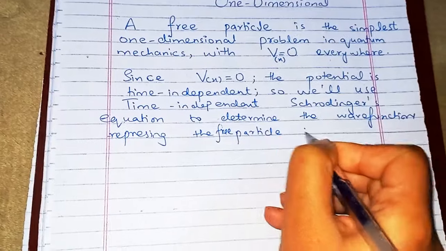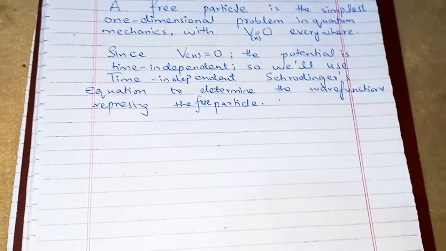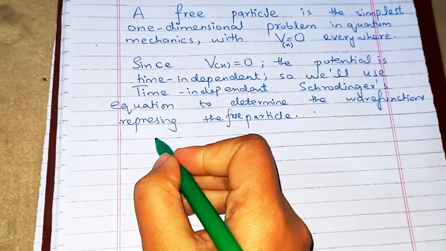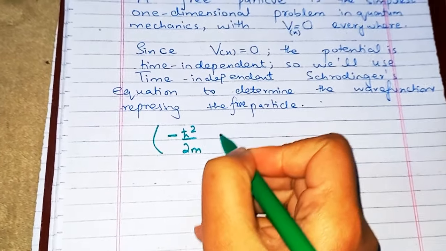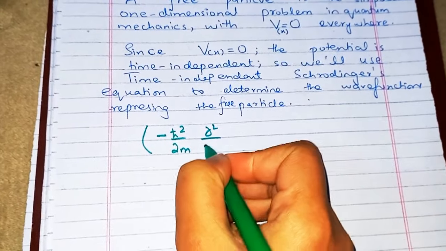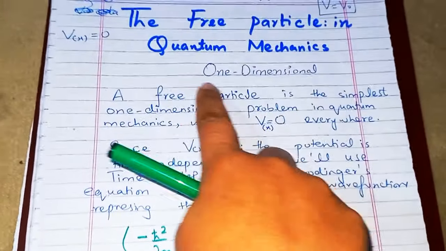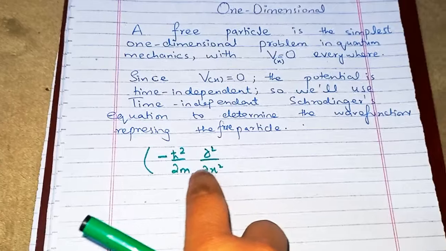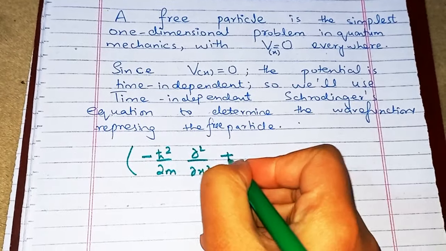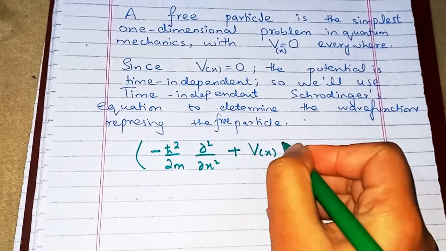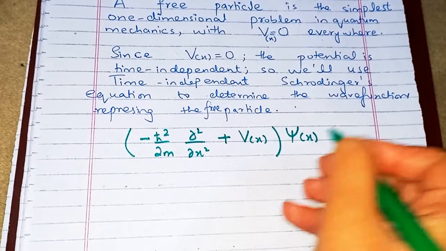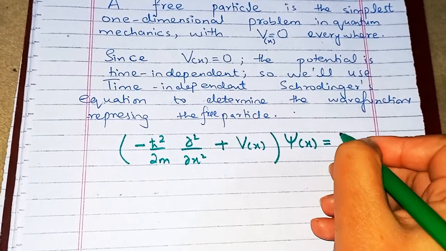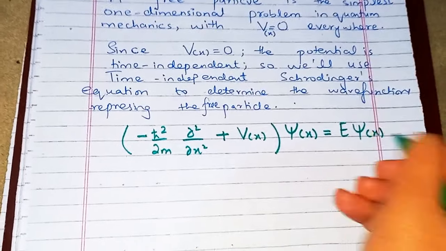Let's mention the time independent Schrödinger's equation here, and I hope you will remember that it's minus h squared by 2m, and we'll use partial square by partial x square because it's a 1D case along the x dimension. So minus h squared by 2m, partial square by partial x square, plus V of x into psi of x, the wave function dependent upon x, equals E times psi of x.